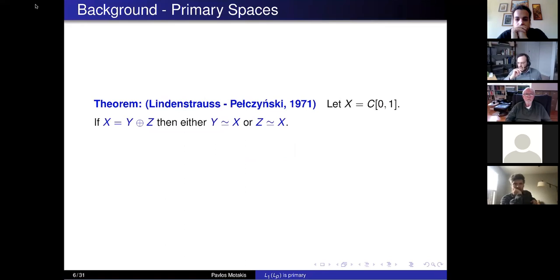And what Lindenstrauss and Pełczyński proved in 1971, in particular about the space of continuous functions, so this is where they started, is that if you take it and decompose it into two pieces, both images of complementary projections, then one of the two pieces, either Y or Z, has to be isomorphic to the whole space X. And the definition that was introduced slightly later, not yet in this paper, is that a Banach space with this property, that whenever you decompose it, one of the two pieces has to be isomorphic to the whole space, is going to be called a primary space.